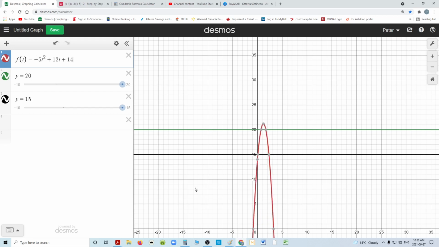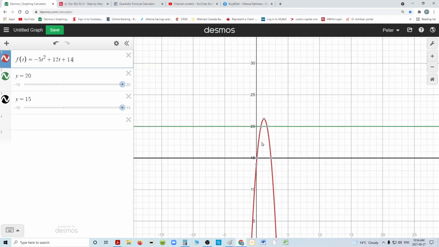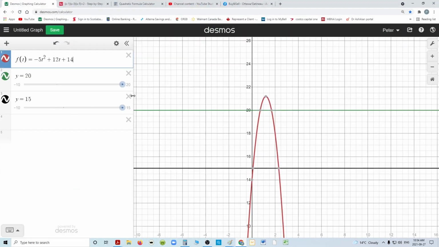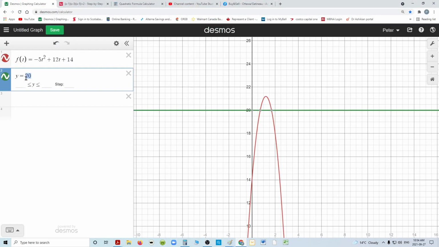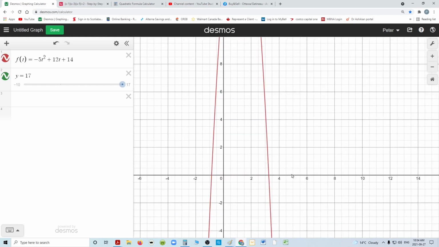No, 0.14, wasn't it? Okay. And then you're curious about when it's above 17, right? And so sure enough, you can see that indeed the rock starts at 0.14. It indeed hits the ground at 3.259 seconds.